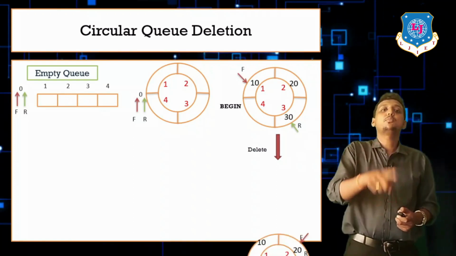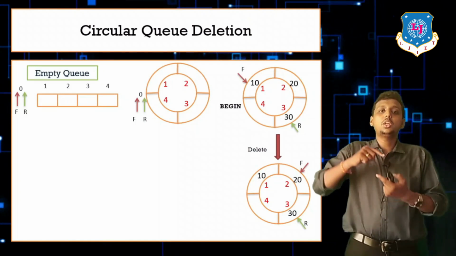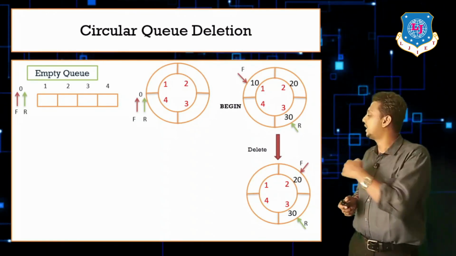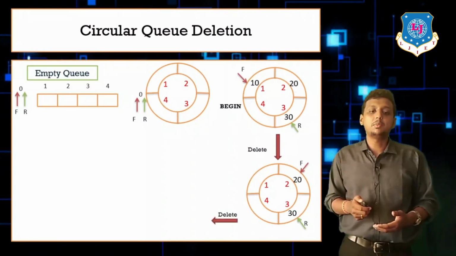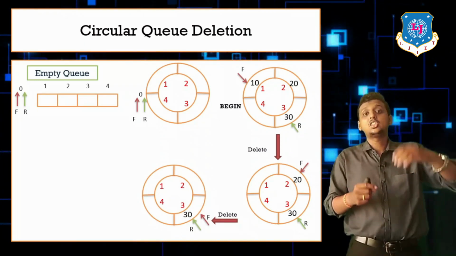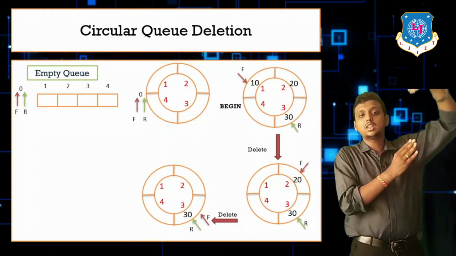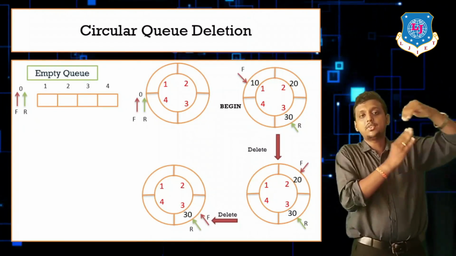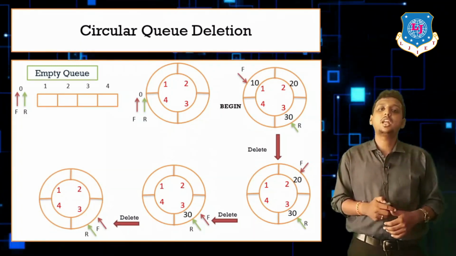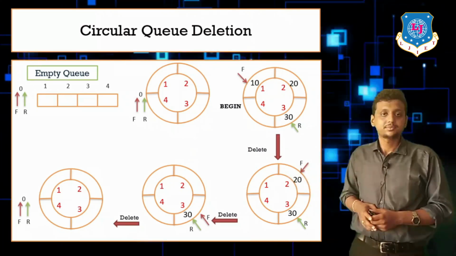Check whether my front pointer is at n or not. Here, my front pointer is not at n, so I just need to increment: F is equal to F plus 1. So 10 is gone, F is at 20. Again the same process: 20 is gone, F is at 30, and then check whether F and R are at the same position. When 30 is gone, F and R are at the same position, so my Q becomes empty, and again my front and rear both point to the 0 position. So here it is.